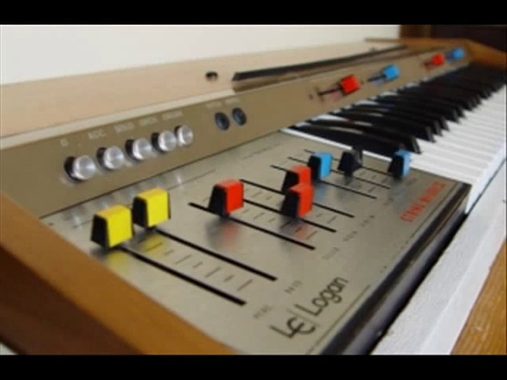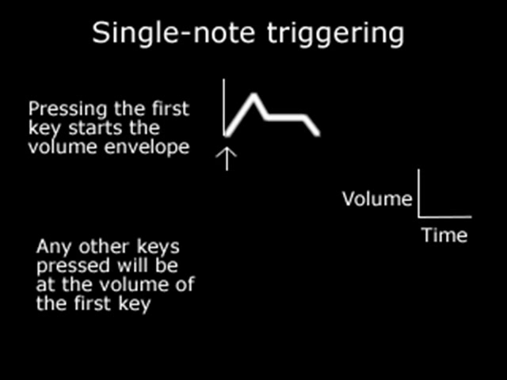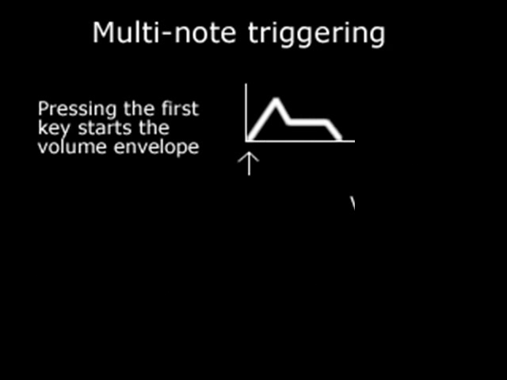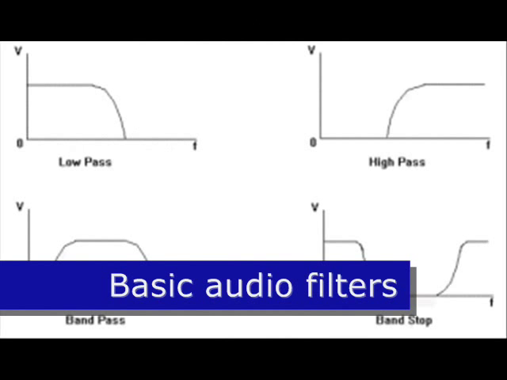Now, some of these instruments were fully polyphonic, as I said, with each note having its own volume envelope so that you could articulate each key. Some were paraphonic, where you would either have single note triggering, where you'd press a key and it would follow the envelope, and any other keys would just be at the same volume as the first key, or multi-triggering, where wherever you would play a new key, the envelope would re-trigger and you'd get more articulation. And some of them also had filters and other ones didn't.